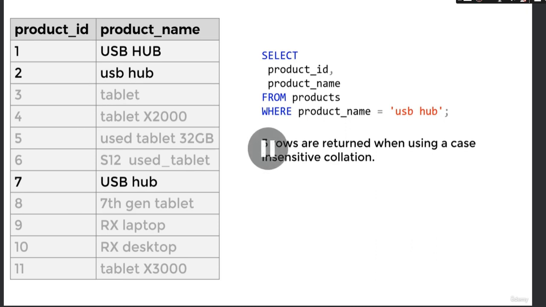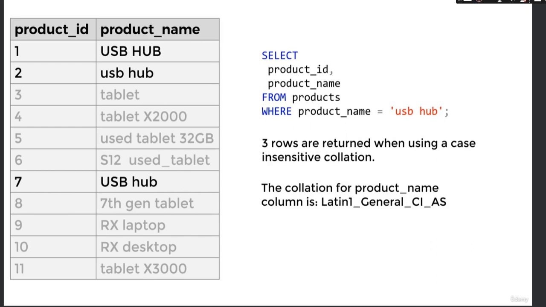Collation can be set at the server level, the database level, or the column level. In three levels you can set collation. Let's see how. In this case, the collation for the product name column is Latin1 General CI, where CI stands for case insensitive.